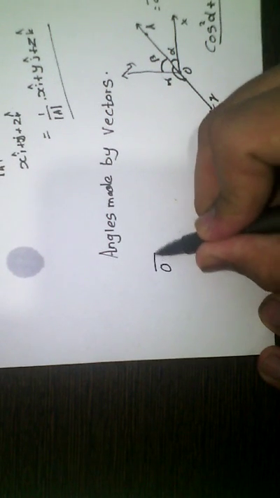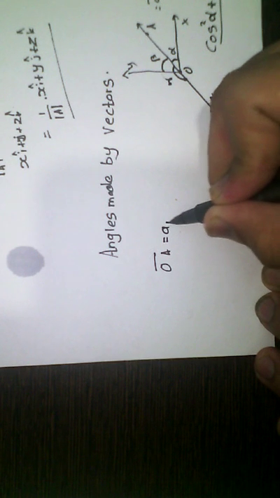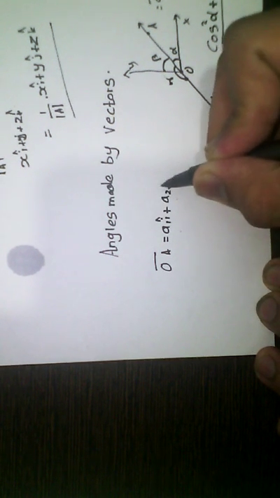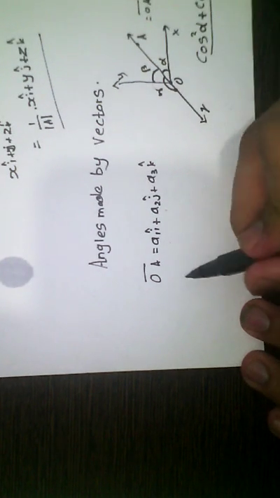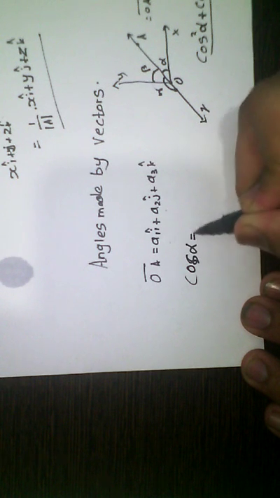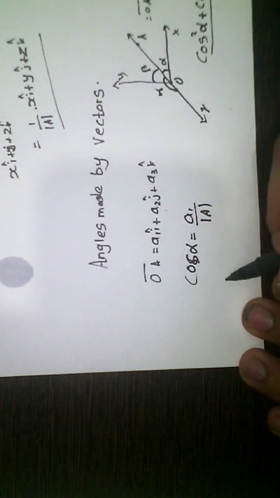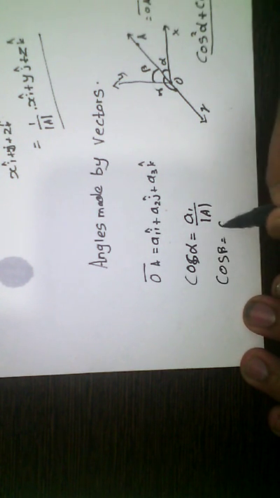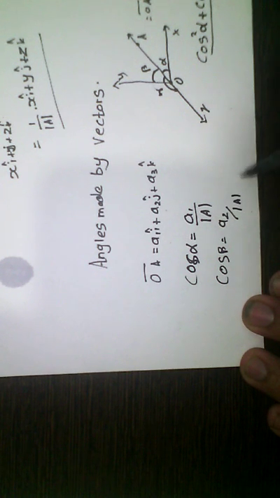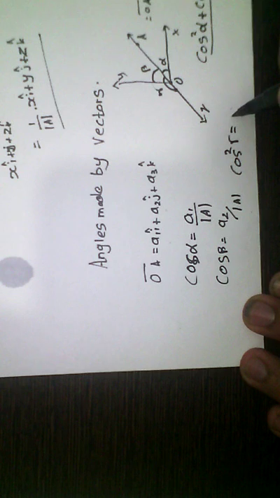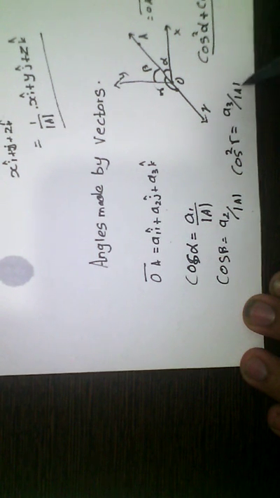Now suppose this vector OA bar is equal to A1 i cap plus A2 j cap plus A3 k cap. Then cos of alpha is equal to A1 upon modulus of A, that is the length of OA bar. Similarly, cos of beta is equal to A2 upon mod of A, and cos of gamma is equal to A3 upon mod of A, where A1, A2, A3 are the x, y, z components of the vector. Alright, now let's recall everything.